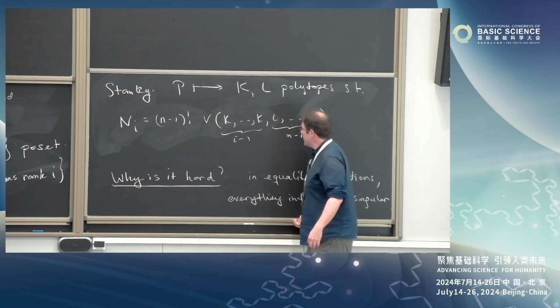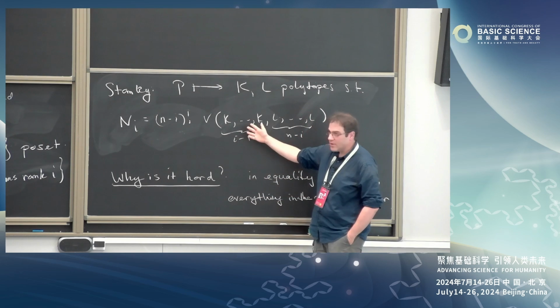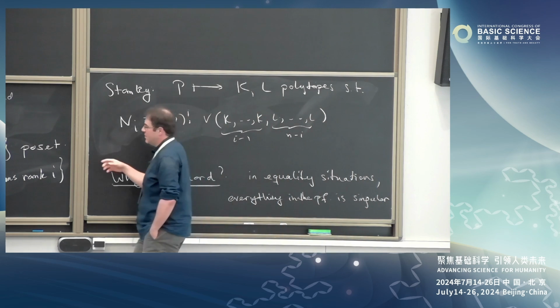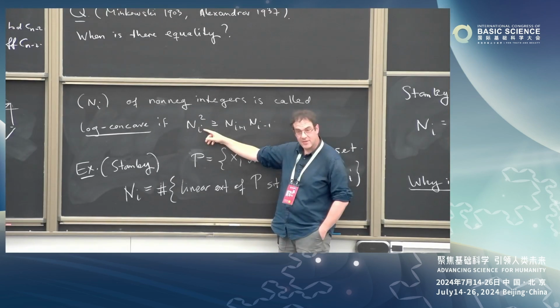Okay. So what can we do now? Well, we can ask what happens when this inequality becomes equality, and what does it mean? What does it mean that the log-concave sequence has equality? That means you have a geometric progression in the sequence.